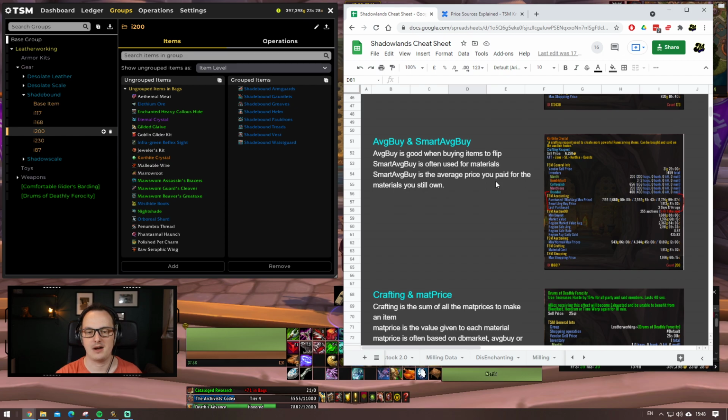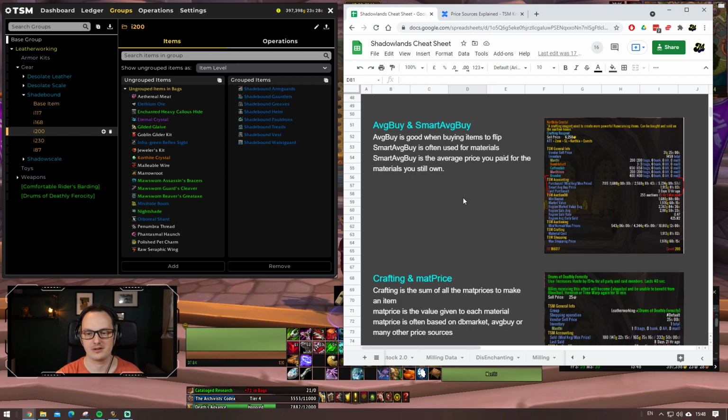Let's take a look at smart average buy price and average buy price then. This is one that is often a little bit misunderstood. Average buy price is pretty simple to understand, right? It's the average price that you have paid for any item. Often people look at this when they're buying materials, for example. They'll buy a whole bunch of materials and they'll want to know the average price they paid for those materials, because of course you can't always buy all of your materials at the exact same price.